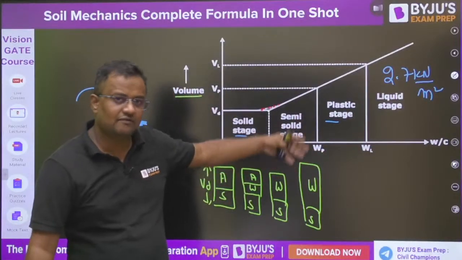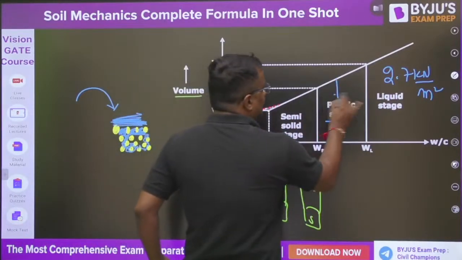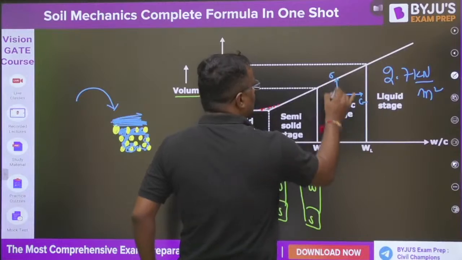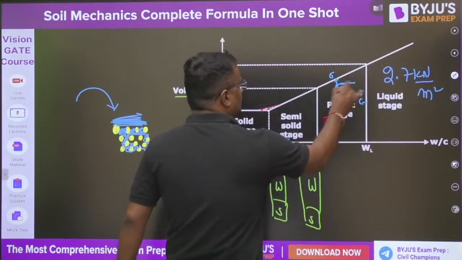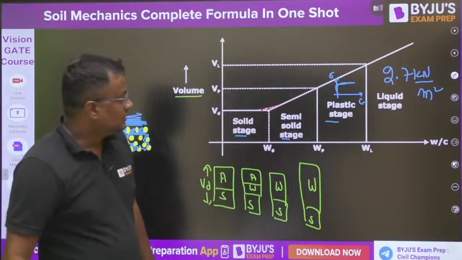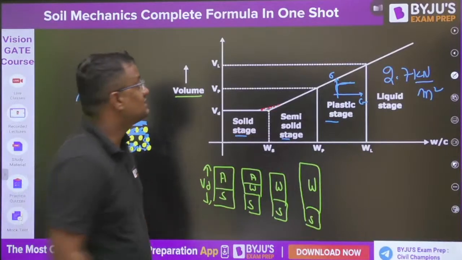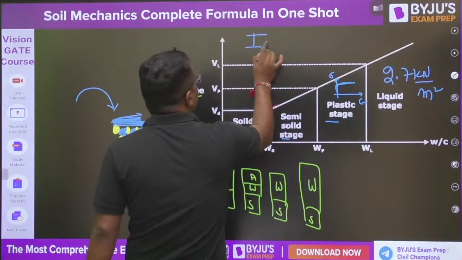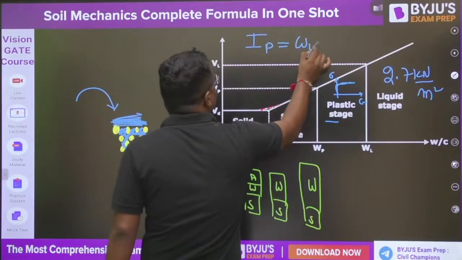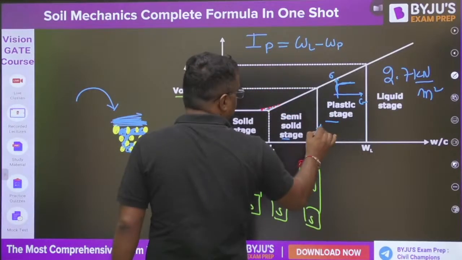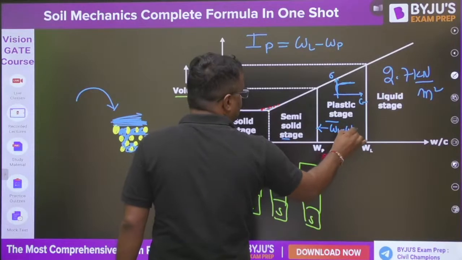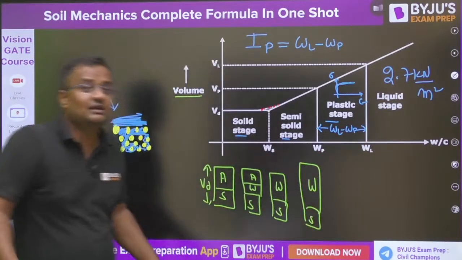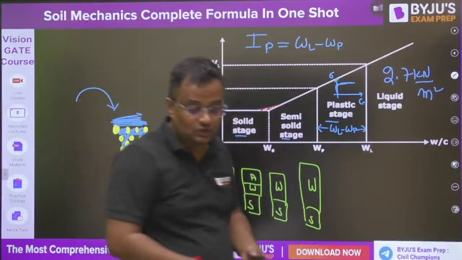WP is that water content after which soil behaves as plastic. That means if you draw the stress strain curve here, it will be like this, plastic, almost a straight line. So there is a term called plasticity index, IP. IP is WL minus WP, this range where the soil is plastic. Generally clay has a higher plastic value.